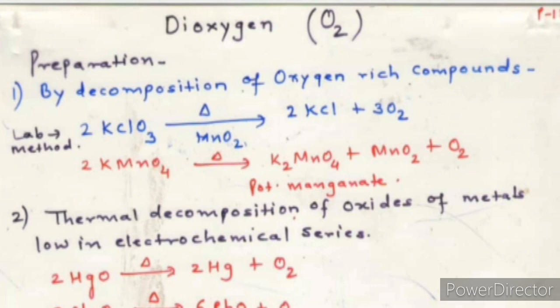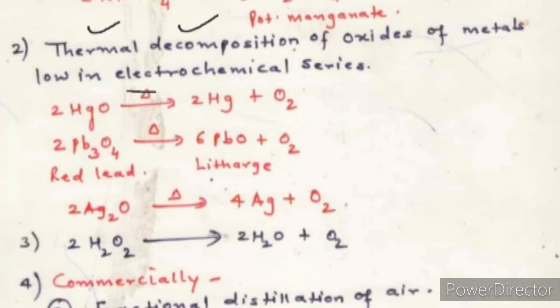Thermal decomposition means using heat you have to break down the compound of those metals which are low in electrochemical series, which means they are less reactive, like silver, gold, lead, etc.